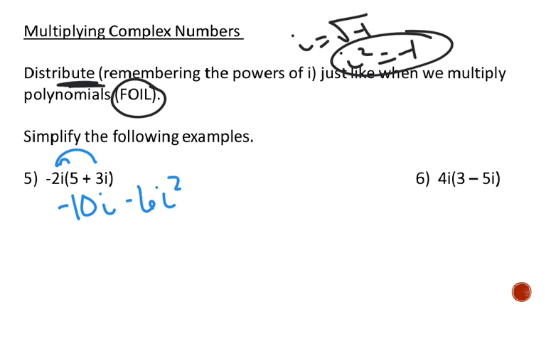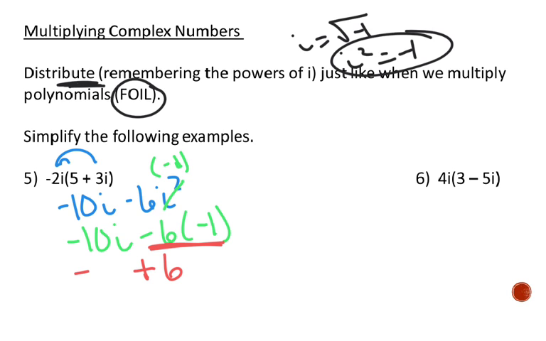The only difference here is now when we bring this down, this -10i will bring straight down, but this i squared is the same thing as -1. So this becomes -6 times -1. Well, -6 times -1 is positive 6, and then we'll just bring down this -10i. So our answer is negative 10i plus 6.